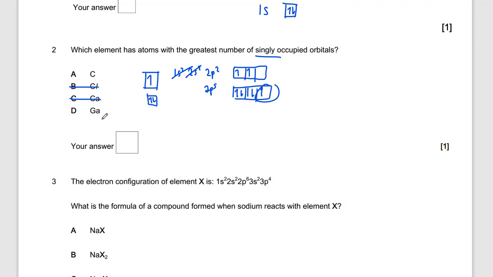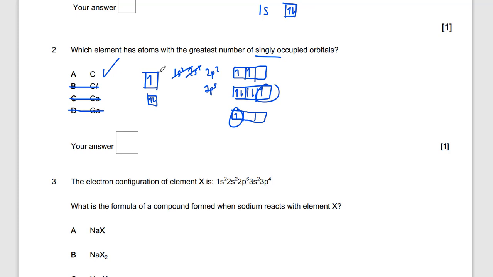They'll put this element in here just to try and confuse you. 4p1 is the best gallium has. I don't even need to draw this out really, but I will anyway. 4p1 looks like that. It's only got 1 singly occupied orbital, so gallium is also incorrect. Carbon is the correct answer as it has 2 singly occupied orbitals and not 1.